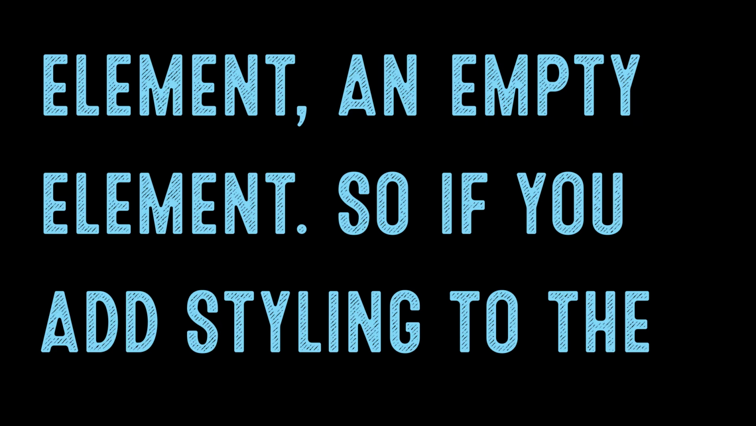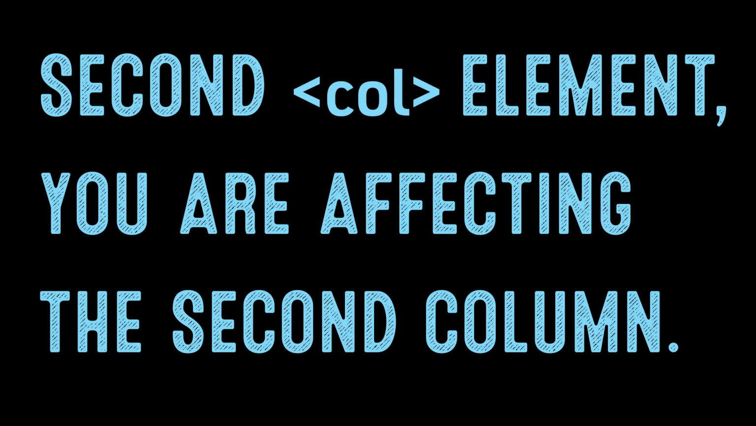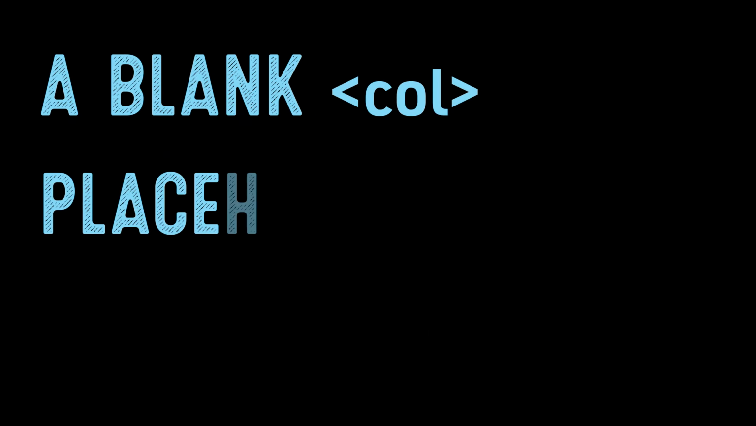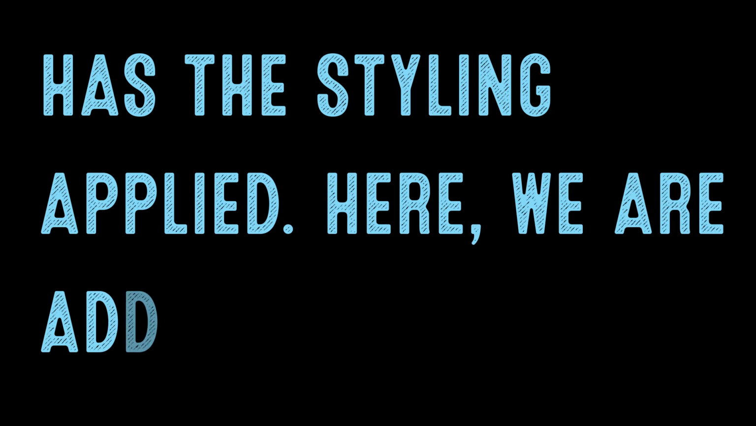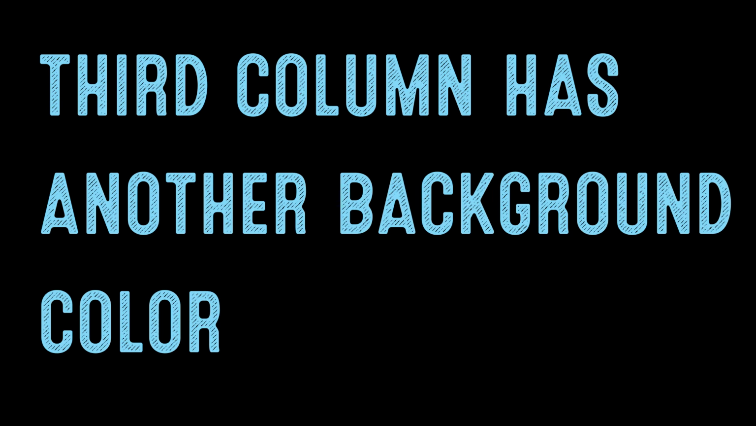So if you add styling to the second column element, you are affecting the second column. Even if you aren't styling a column, you should include a blank column placeholder so that the correct column has the styling applied. Here we are adding the same background color to the first two columns, and the third column has another background color for emphasis.